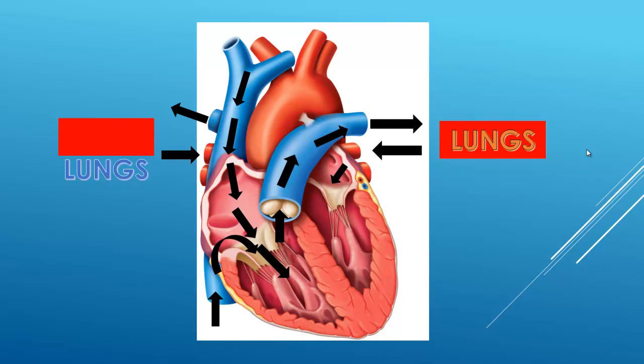Now, the left atrium will contract, and this is going to force blood through the mitral valve into the left ventricle. The mitral valve will close again. This keeps the oxygenated blood from moving back up into the atrium. Then oxygenated blood will travel up through the aortic valve and be carried out to the rest of the body.